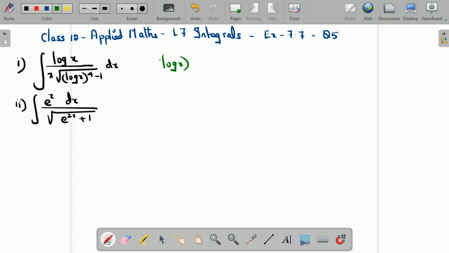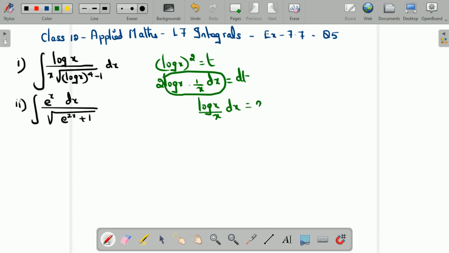(log x)^2 is equal to t. So now let's differentiate this expression. So you get 2 log x into 1 by x dx is equal to dt. We already have log x dx by x here. So let's find the value for this particular expression. So log x by x into dx will be equal to dt by 2. So that is what is going to get substituted here.